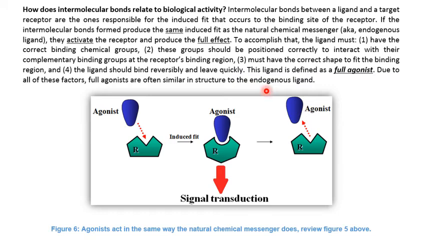Due to all these features, it is difficult to design a drug that is very similar to the natural chemical messenger. But if we do, this drug would be very similar in structure to the natural chemical messenger, and we would call it a full agonist. In this figure, we see the same effect of the agonist compared to the effect of the natural chemical messenger we have seen in figure 5 previously.